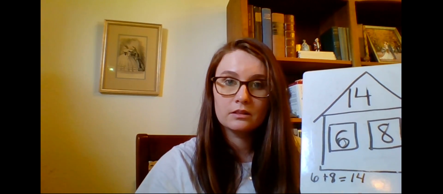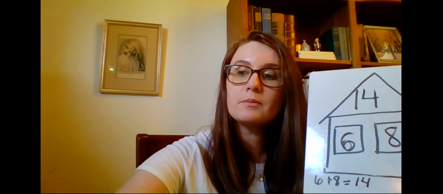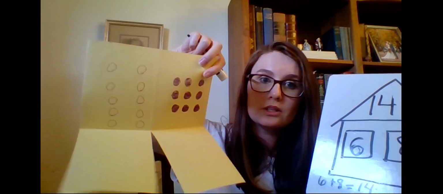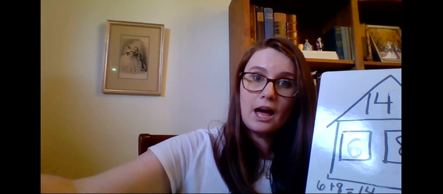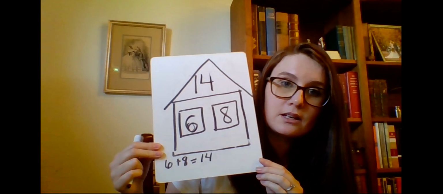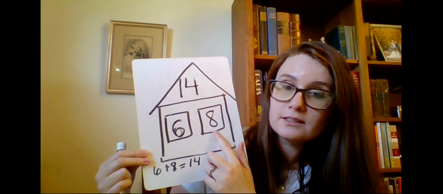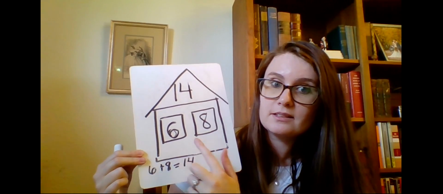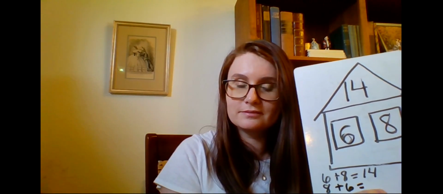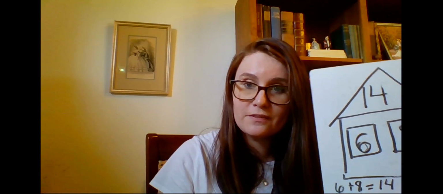Now, remember when we had our double flap card, to come up with our second addition sentence, we turned the card upside down. That helped us start with the next number. So my next number that I'm going to start with is going to be 8 plus 6. And what is it the same as? 14. Those are the only numbers that can be in the family.